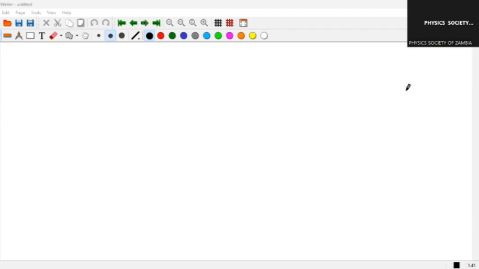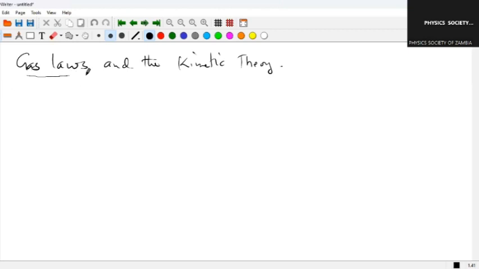Okay, so we are going to look at the gas laws and the kinetic theory. If you remember from our previous topic, we were covering the topic of thermophysics.